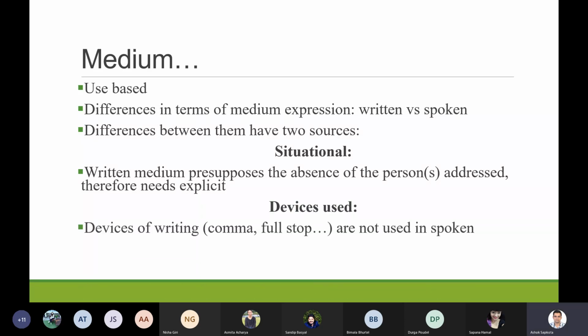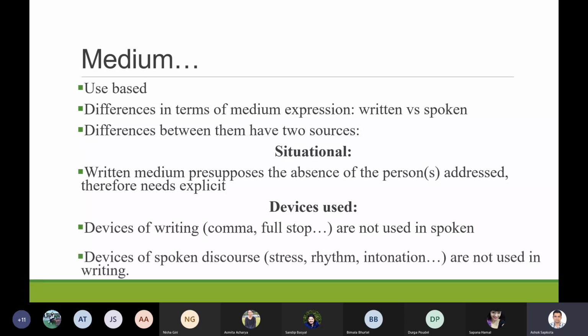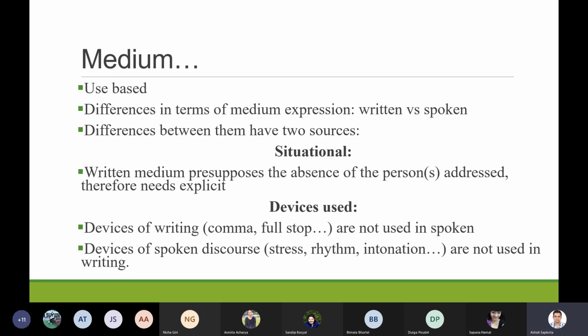Second is the device used, the device of writing, what we sometimes call mechanics. Comma and full stop are not used in spoken English. But in a spoken form, we often call them the persuasive features. When there is a comma and full stop, even if they're short pauses, suprasegmentals are often seen as well, but it's not as such in formal writing. Stress, rhythm, and intonation are not used in writing, but they make the variation in your speaking forms.